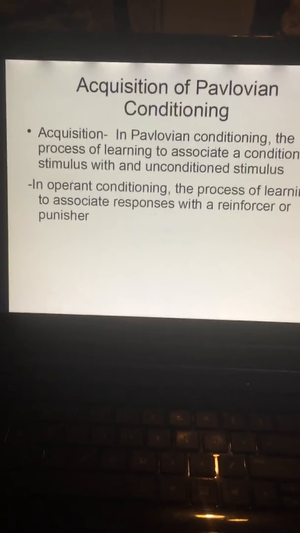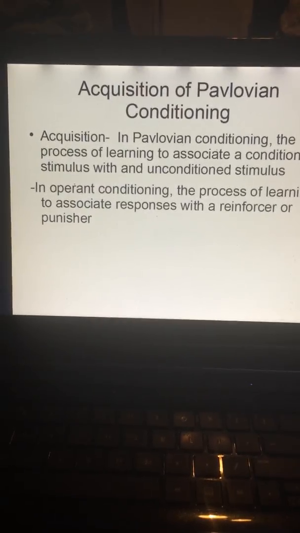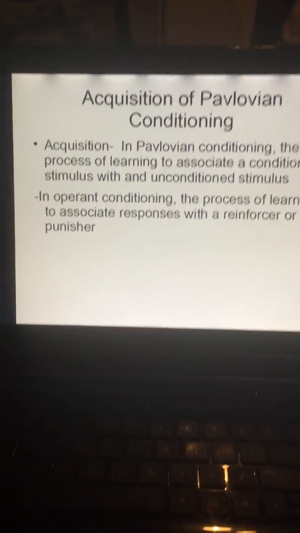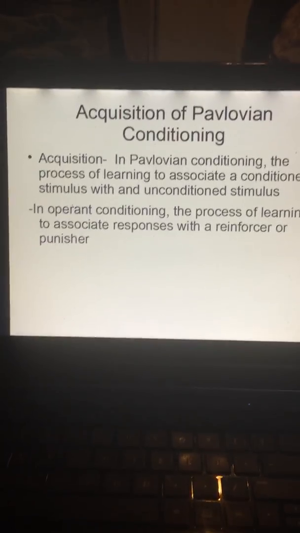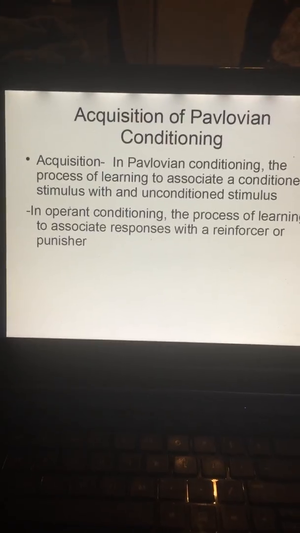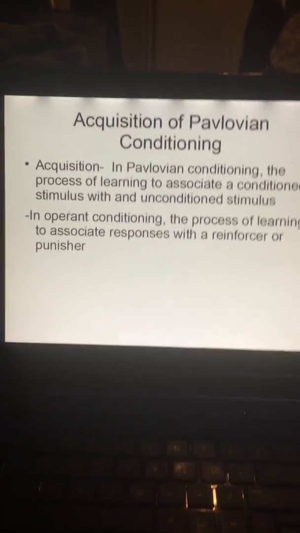In operant conditioning, this is learning to associate responses with a reinforcer or punisher. Now, for my parents, you know that if you stay consistent with your kid, the kid eventually learns to avoid or to associate a behavior with a reinforcer or punisher.